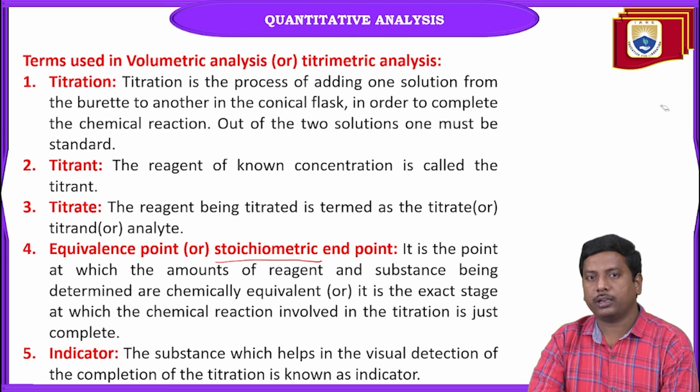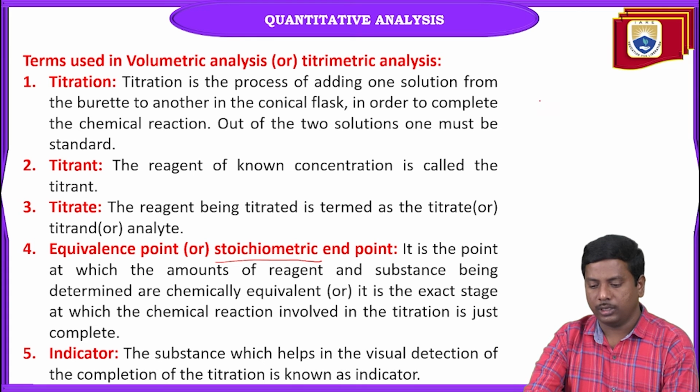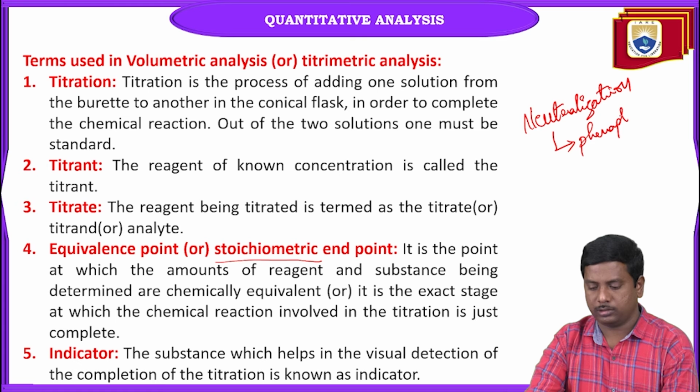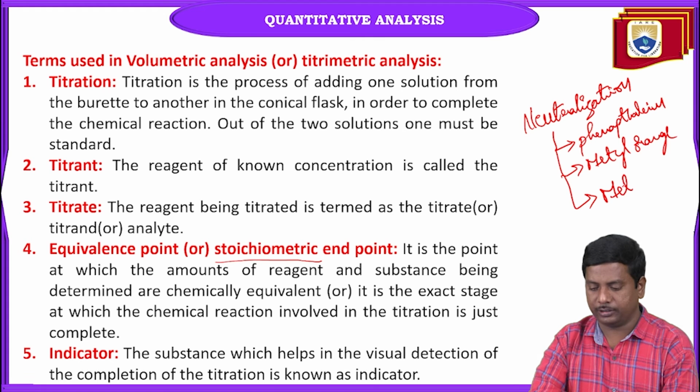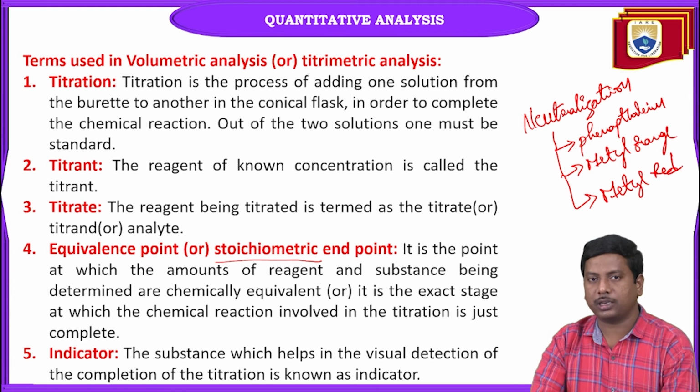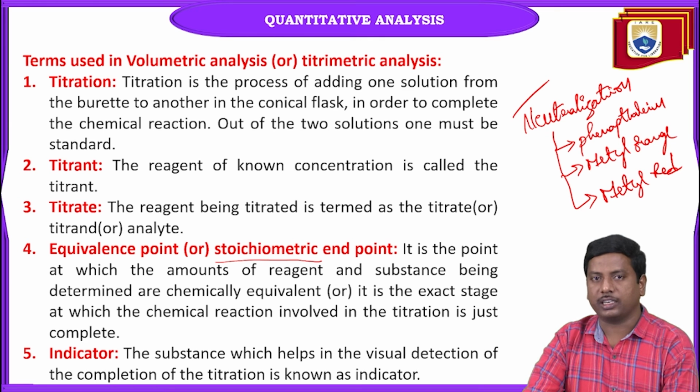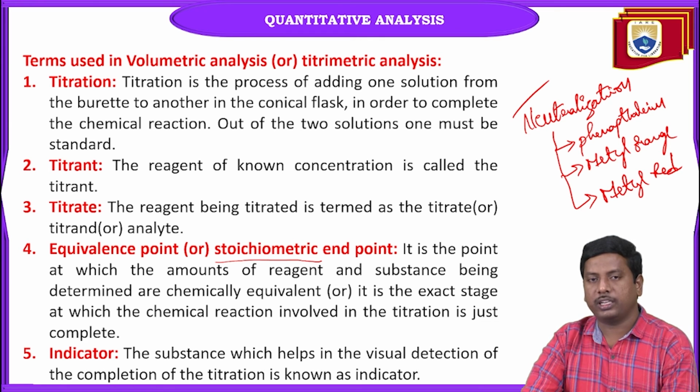So based on the stoichiometric endpoint, we can finalize the required indicator for any type of reaction. For example, if you consider the neutralization reaction, in neutralization reactions there are many indicators used. For example, in neutralization we use different types of indicators: phenolphthalein, methyl orange, and the third one is methyl red. So all of these come under the category of neutralization indicators. But out of the three, which one is suitable for the required titration?